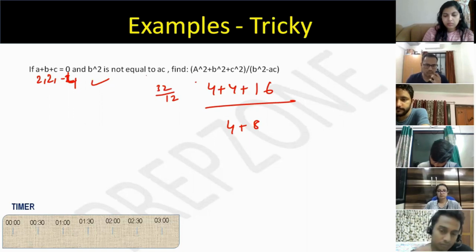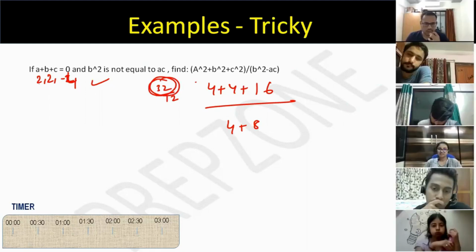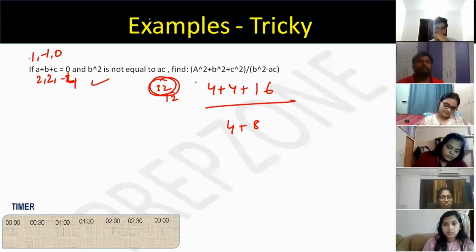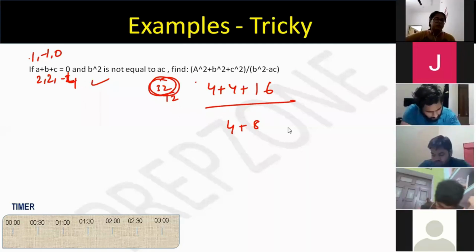Naman, how did 32 come? Yes, sir. 24 upon 12. Sorry, answer is 2. Okay. And Naman, why did you take such complicated values? Why did you not choose 1, -1 and 0? Naman? So basically, yes, sir. The numbers are satisfying the equation. That's why I put it.